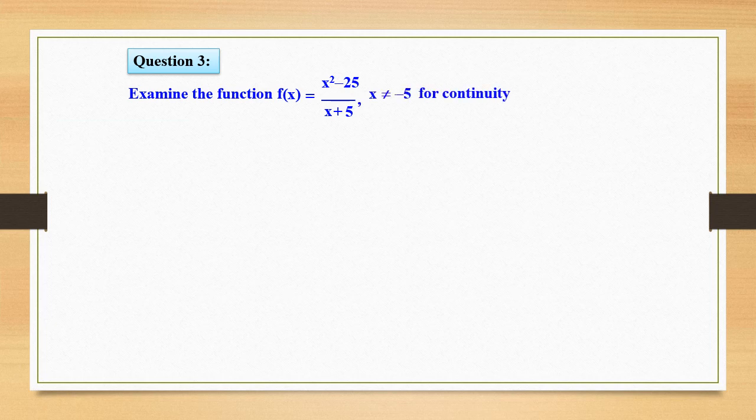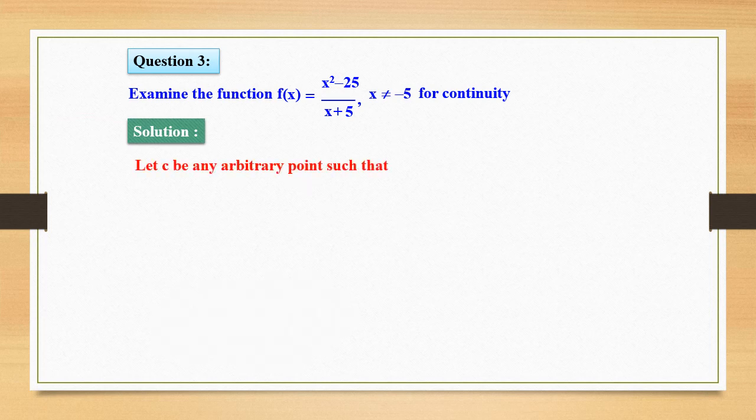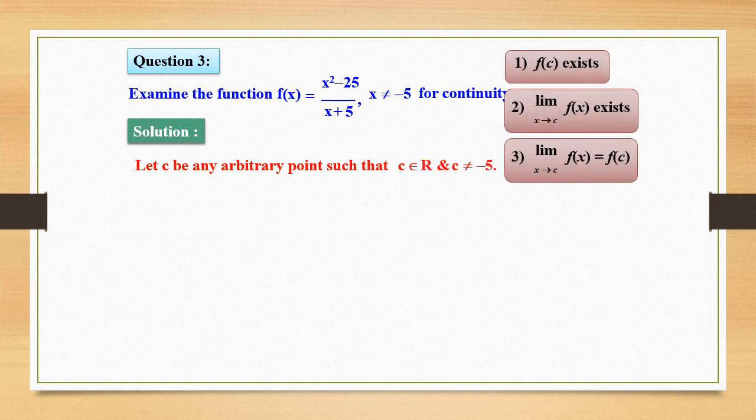Next question. Explain the function f of x is equal to x square minus 25 divided by x plus 5, where x is not equal to minus 5, for continuity. So again we will consider the given function. To prove it is continuous, we are considering some arbitrary point such that c belongs to R and c is not equal to minus 5. So the value of the function at c is equal to c square minus 25 upon c plus 5, which on simplifying we get c minus 5.